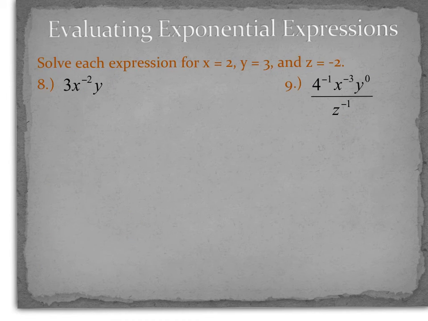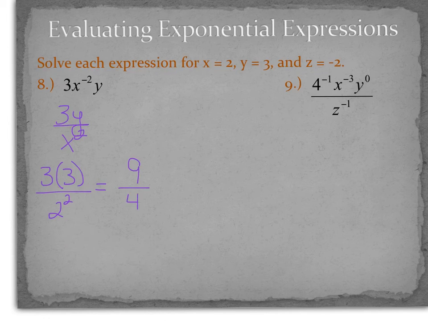Okay, last 2 examples for this topic. It says solve each expression for x equal to 2 and y equal to 3 and z equal to negative 2. Well, first thing I'm going to do is rewrite my answers so they have positive exponents. So here I'm going to rewrite this as 3y over x to the positive 2. Now I'm going to substitute in where y is 3, so we'll have 3 times 3. And x is 2, so we'll have 2 to the 2. 3 times 3 is 9. 2 to the 2 is 4. We get 9/4.